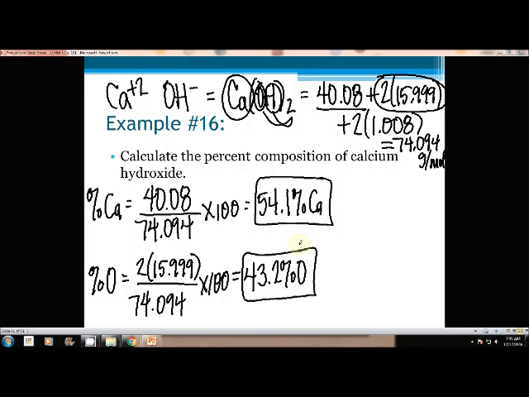And then now we can find the hydrogen percent if we subtract from 100 after we add our 2 together, which that's kind of close, sorry. So we have to take 54.1 plus our 43.2 and then subtract from 100. So hydrogen is 2.7%.